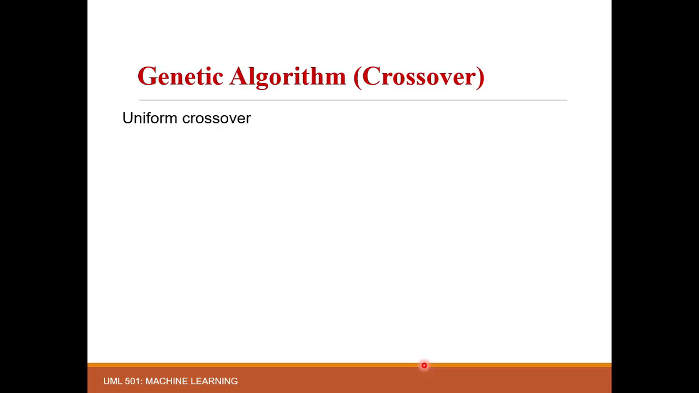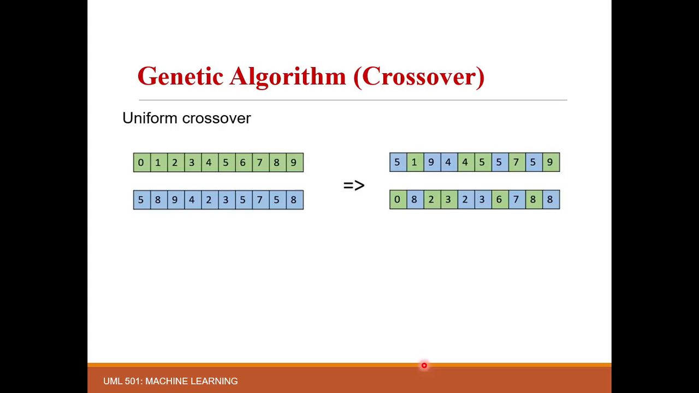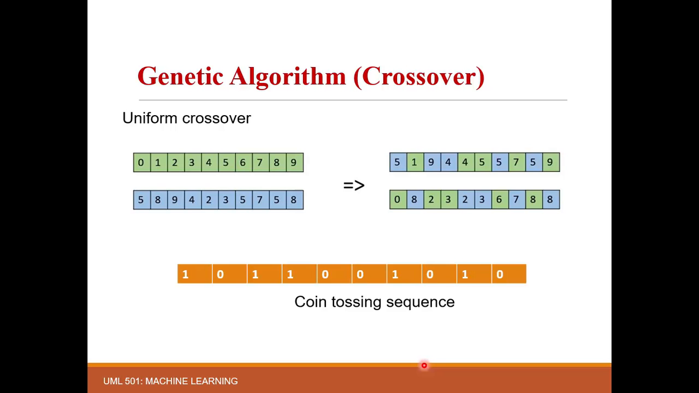Now there is one more type of crossover that is known as uniform crossover. In this, the crossover points are not given, but you have a coin tossing sequence. That means at each point you will toss a coin; if you get 1, then you have to change, and if you get 0, you do not change. You can associate 1 or 0 with head or tail, it depends on you. We can suppose head as 1 or tail as 1.